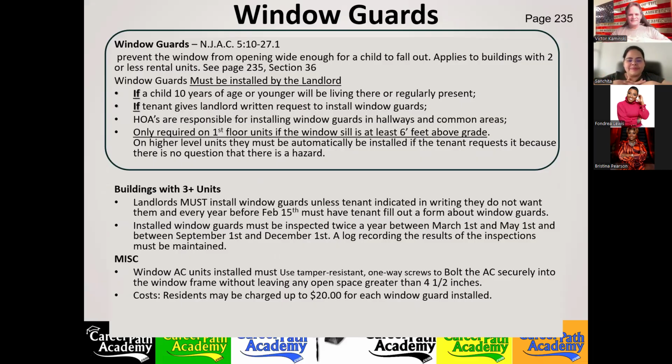Sorry about that. So if anybody wanted to get a screenshot of it with that additional explanation put in there, I put the code there pertaining to window guards. Not that we need to know the codes for exams in the law, but now we got a better rationale of why only on the first floor unit. Well, because the first floor unit is questionable. Does it need it? Is there a hazard? It's only a hazard if the window sill is 6 feet or more above the ground. All other units are automatically considered a hazard. So if the tenant requests it, they must be installed, but they don't get installed automatically. It's only at the tenant's request.